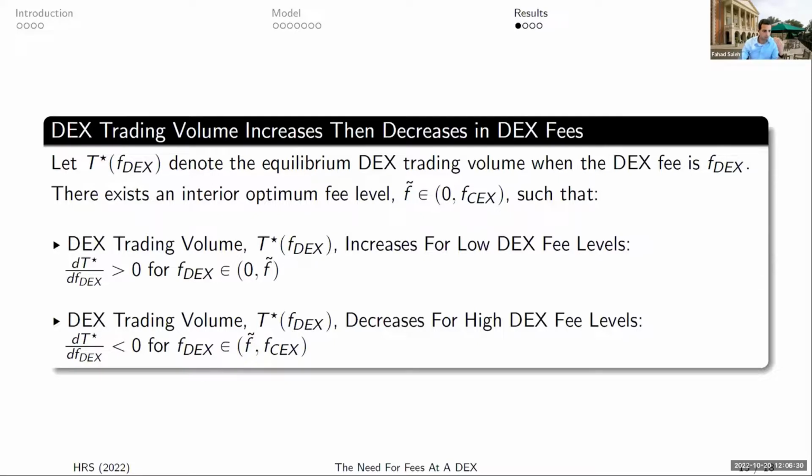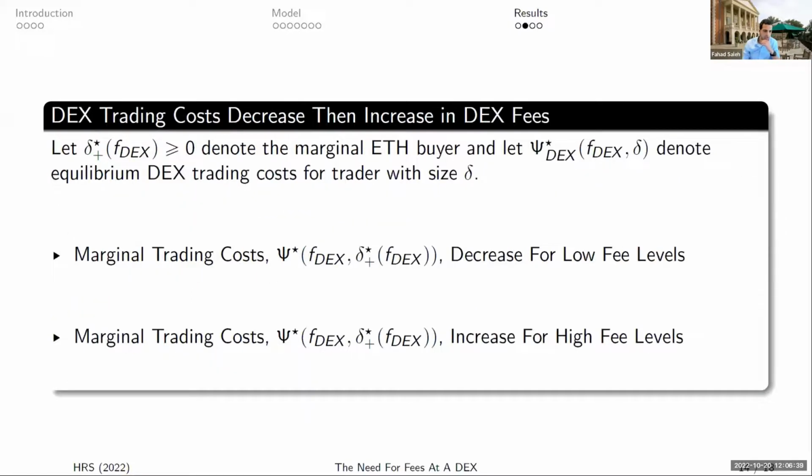But why are these trading volumes exhibiting these sort of non-monotonic features in terms of DEX fees? Well, this goes back to what I started with, which is that it's about trading costs. If trading volumes are going up, it's because trading costs are going down for somebody. And so more formally, there's a marginal trader who is indifferent between trading at the DEX and the centralized exchange.